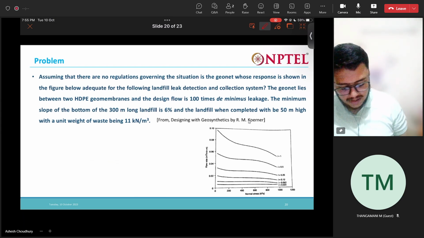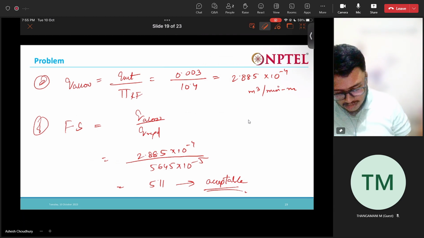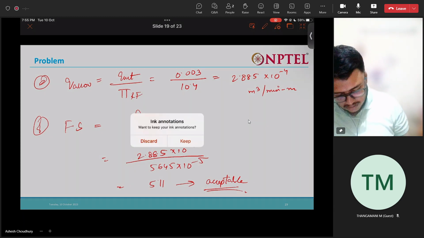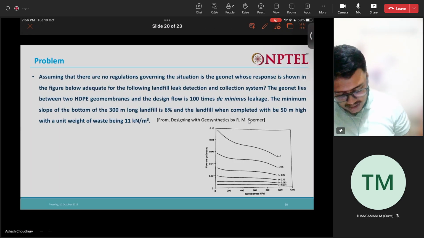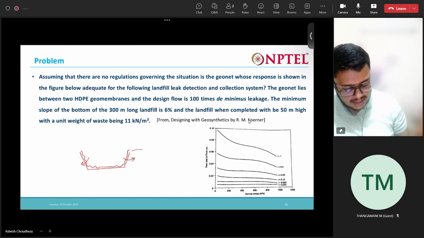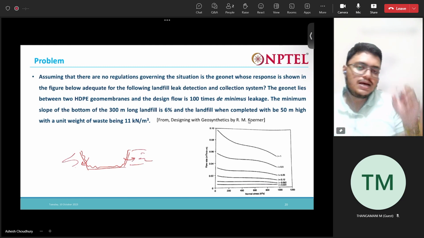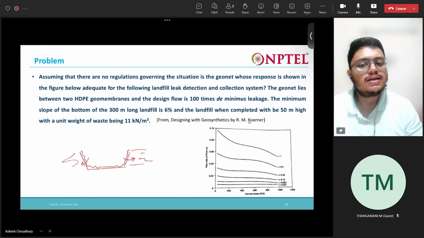So we have a landfill, right? Say you have a landfill like this. So we will have some liner. The minimum amount of leakage through the landfill that can occur into the surrounding soil, that is the de minimis leakage. That is just 10 liter per hectare per day. This is the minimum allowable amount of leakage.